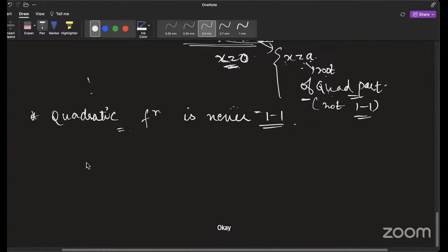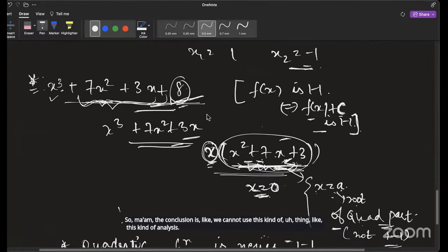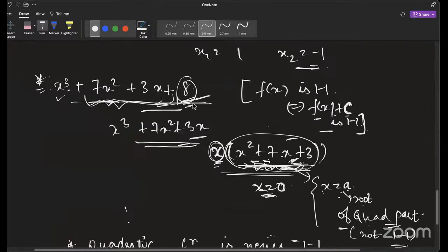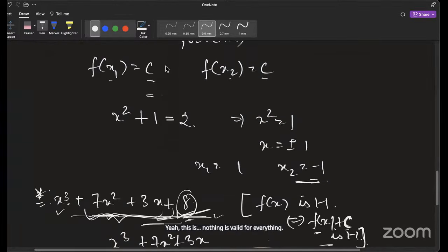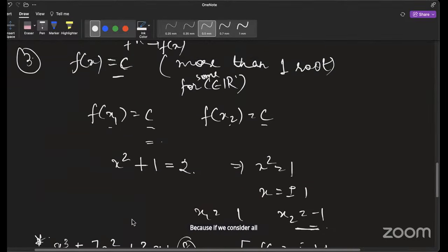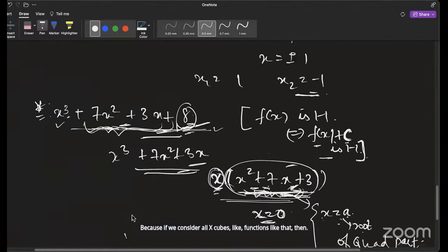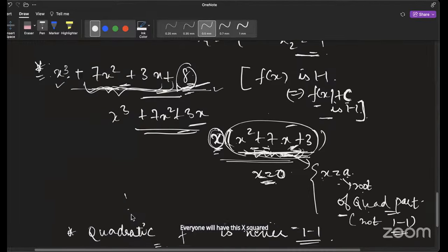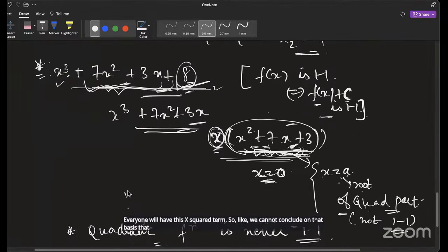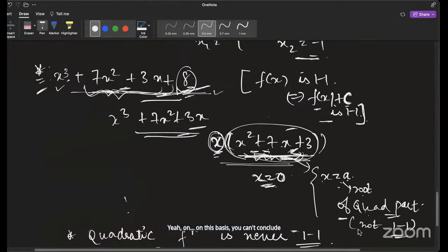So ma'am, the conclusion is that we cannot use this kind of analysis for all kinds of functions. See, nothing is valid for everything. The definition is not valid for this one. You can't use the definition to prove this thing. If we consider x cube-like functions, then everyone will have this x square term. So we cannot conclude on that basis whether it can be 1-1 or not. On this basis, you can't conclude anything. That's what we said at the end.